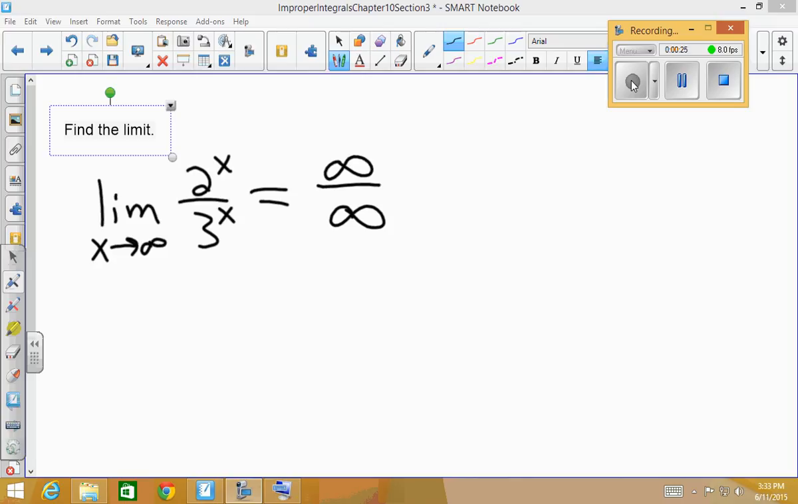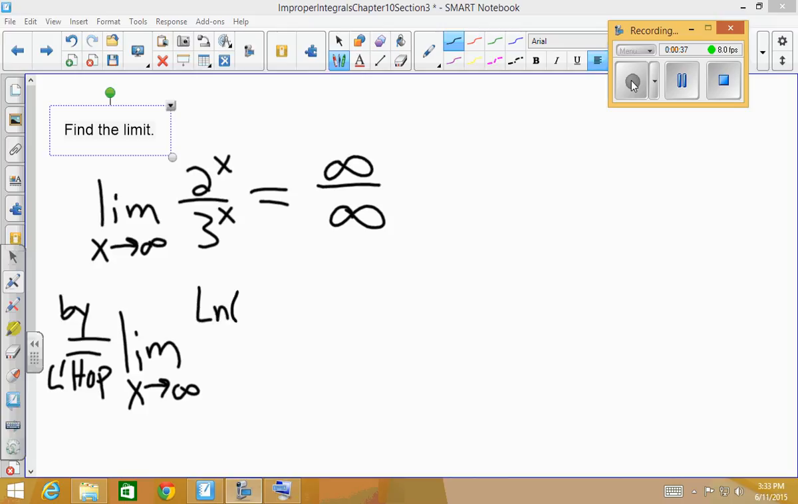Now we could try to do L'Hopital's rule. However, this doesn't work well for us. We do the limit as x goes to infinity. The derivative of the numerator is the natural log of 2 times 2 to the x. The derivative of the denominator is the natural log of 3 times 3 to the x, and we still have the same problem. 2 to the x is going to go off to infinity. 3 to the x is going to go off to infinity, and we still have an indeterminate form.